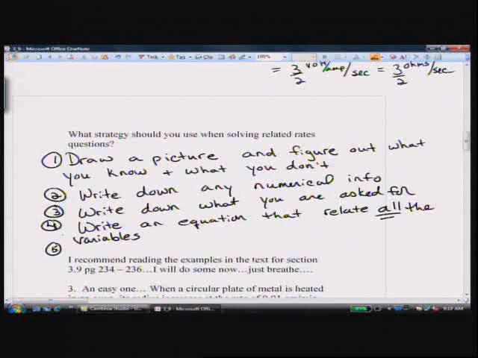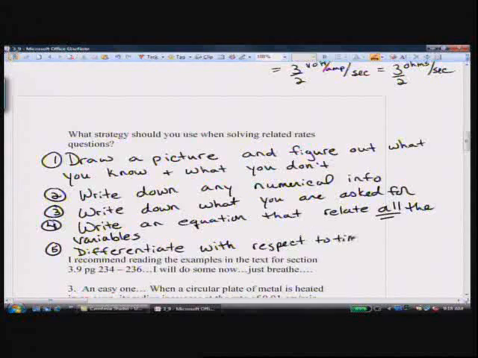And then you are going to differentiate that equation with respect to time. Notice, no numbers have been plugged in. All right, you're doing everything with letters. Finally, the last thing you do is evaluate with the given values.